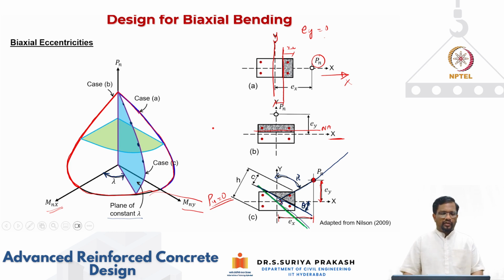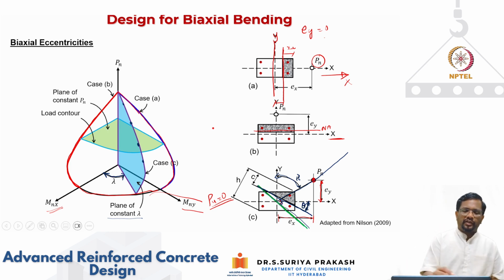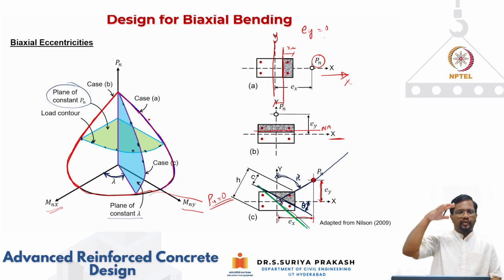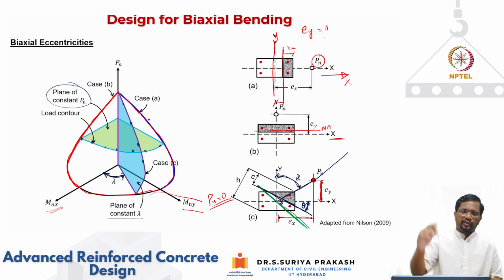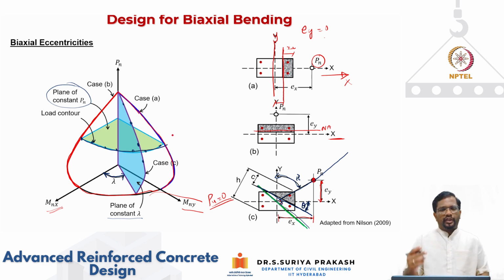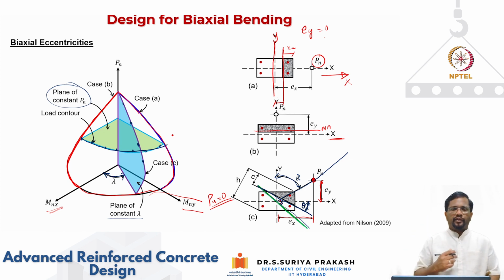Now you can also have another plane of constant axial compression. In this case, at any point I take, either here or here or here, my third axis, the P axis, is kept constant. That means the value of axial compression is constant. For a particular value of axial compression, you can have this particular shape of curve. The shape of this curve will also change depending upon the level of axial compression that you have.